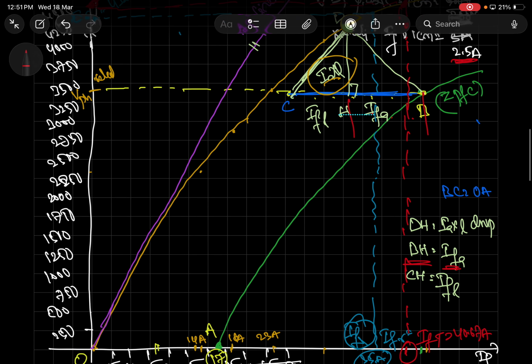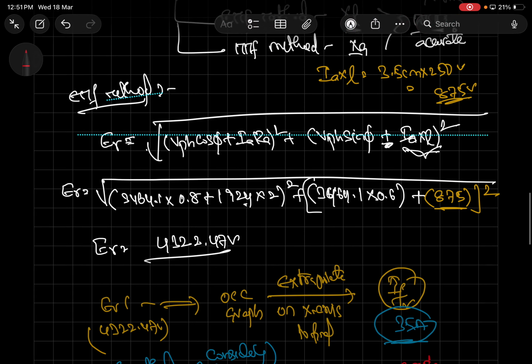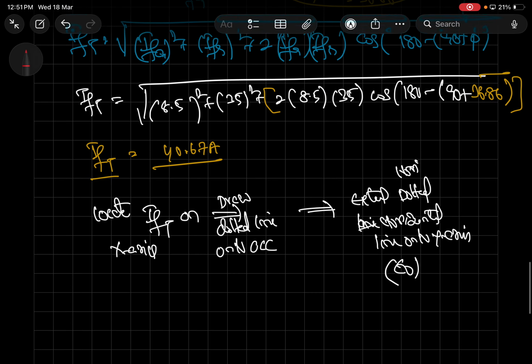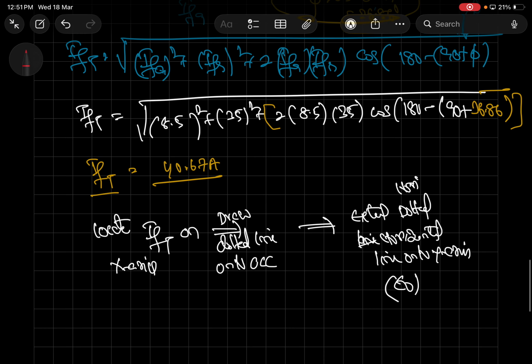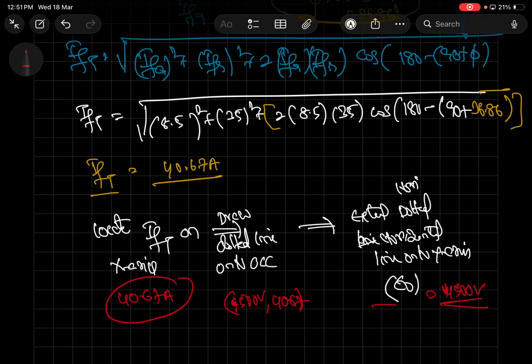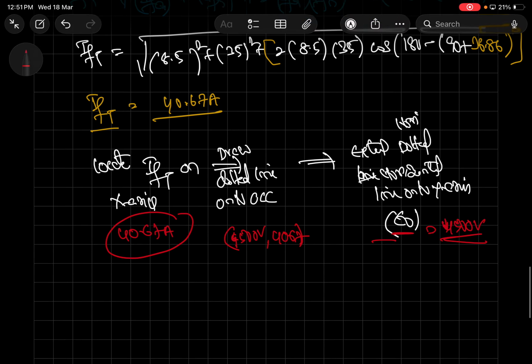Corresponding to the 40.67 amperes, I am getting the intersection point as this 4500 volts, and the corresponding E0 will be 4500 volts. Ultimately, what I am getting here is the no load voltage. This E0 is the no load voltage.